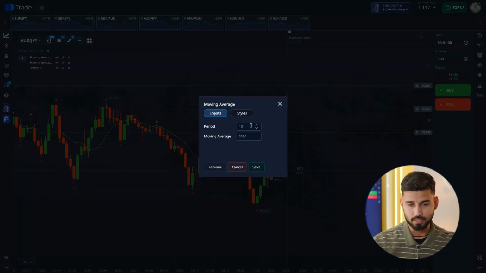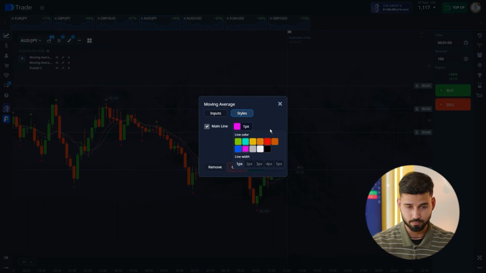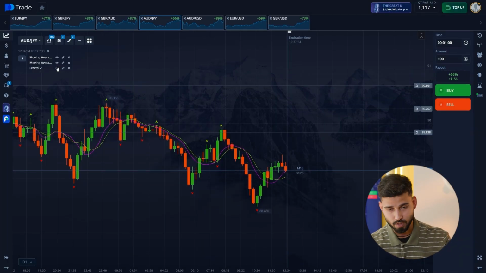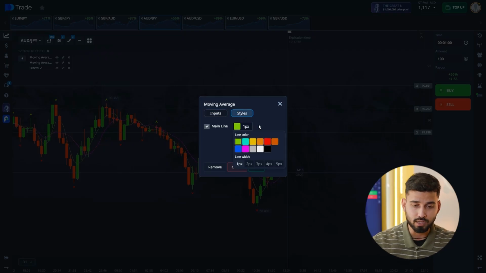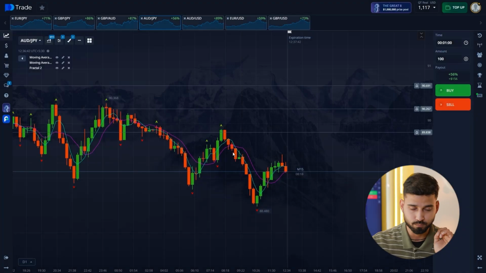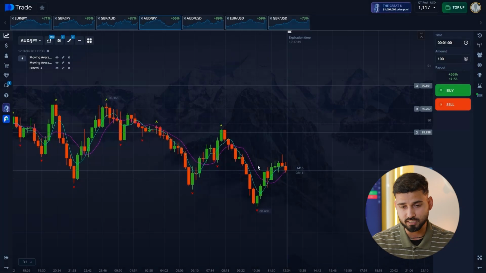For the first MA, set the period to 8 and make it purple to distinguish it from the second one. Okay, everything's ready. Now let's configure the second moving average. Here we can change the period to 4 and color it light blue. The fractal also needs adjustment. Set the period to 3 and save the changes. Okay, the strategy is set.